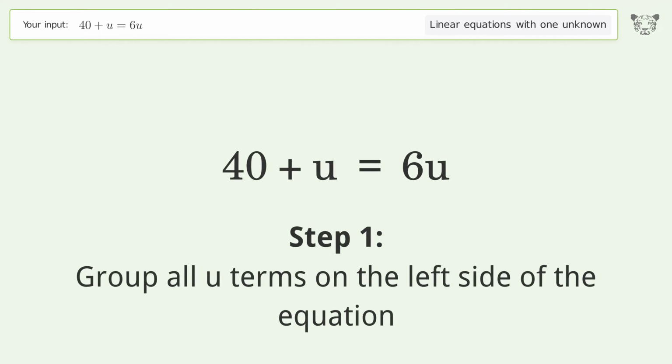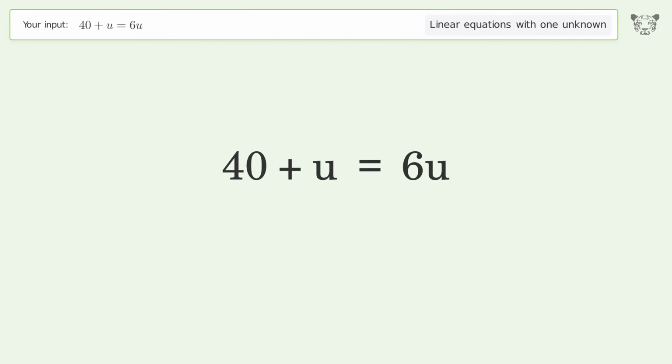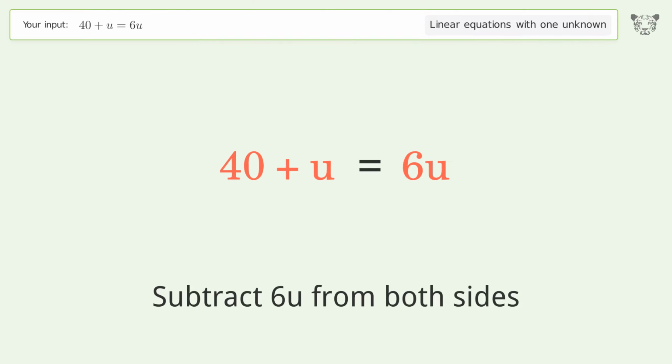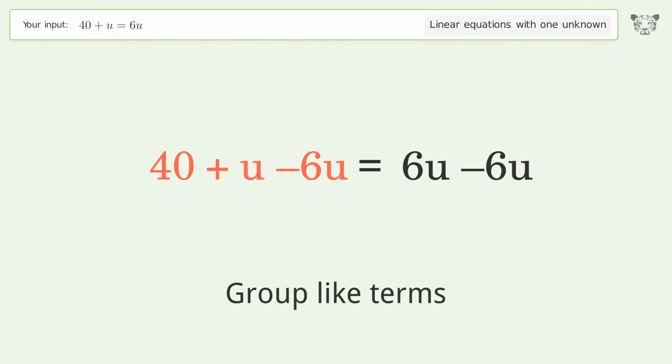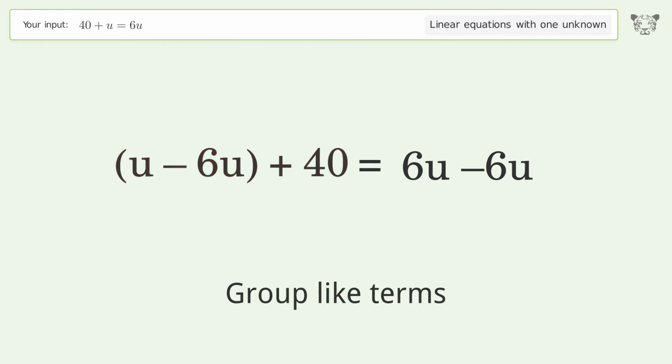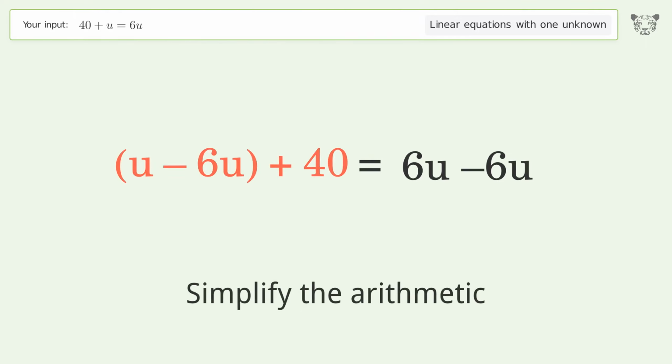Group all u terms on the left side of the equation. Subtract 6u from both sides. Group like terms. Simplify the arithmetic.